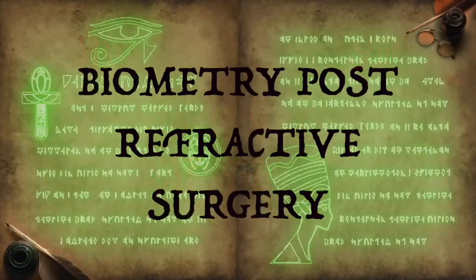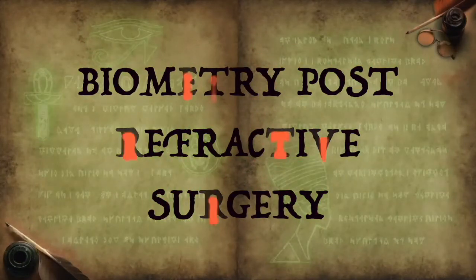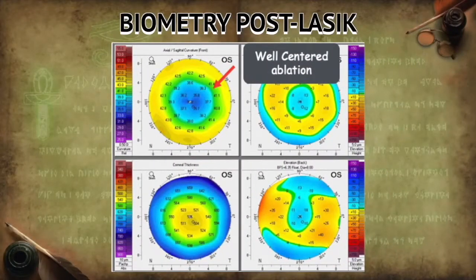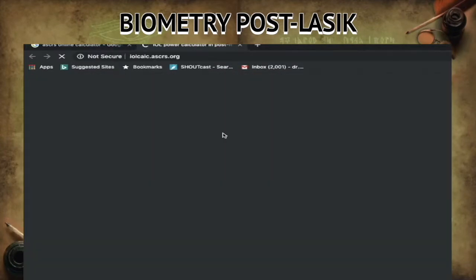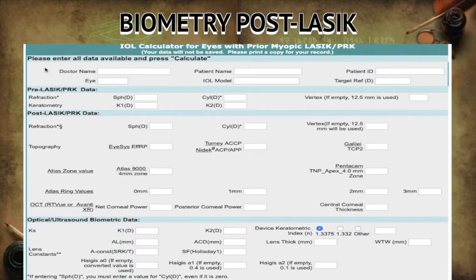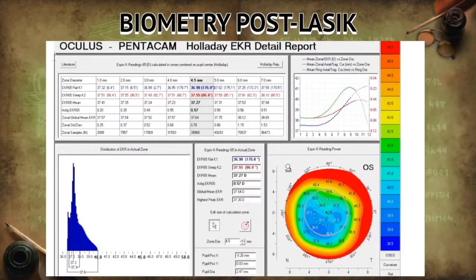In cases with well-centered ablation, to calculate the intraocular lens power, we can use the ASCRS online calculator, which is freely available. After filling the patient details, the calculator allows us to fill the preoperative records. In place of the Atlas ring topographer, one can choose values from the Holiday EKR map.